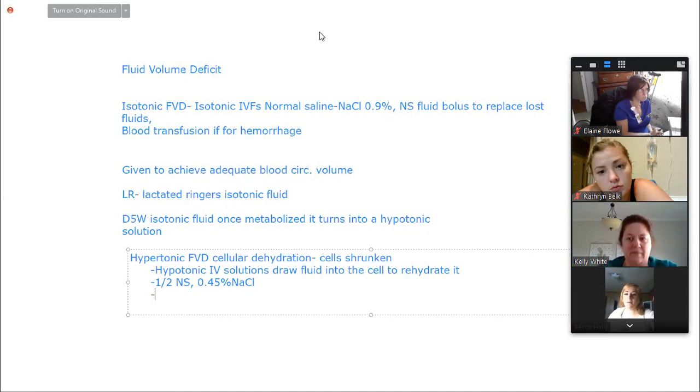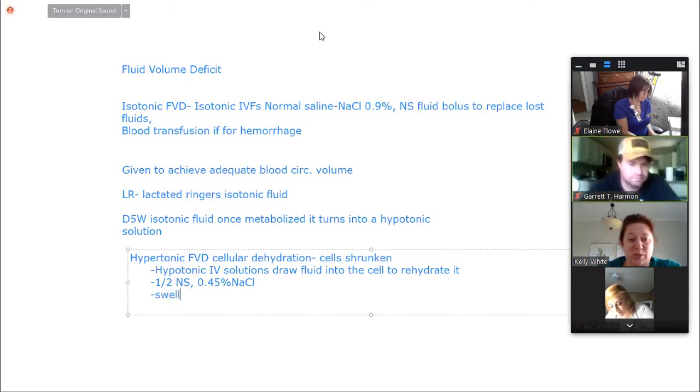Fluid overload. Hypernatremia. It could put us at fluid overload. Yeah. What else? So if we overdo it on the hypotonic solution, we can overhydrate that cell. So we could give too much and cause that cell to swell and burst. Okay. So I should be careful.